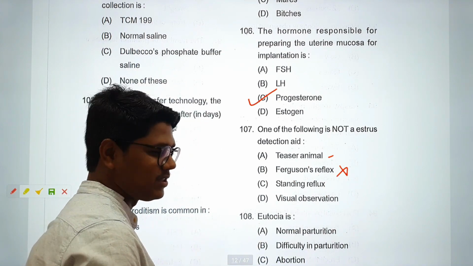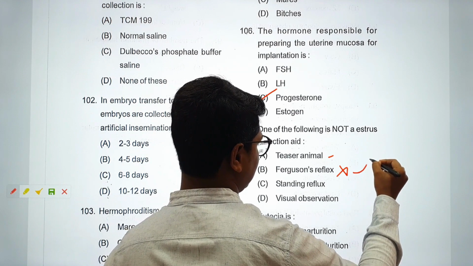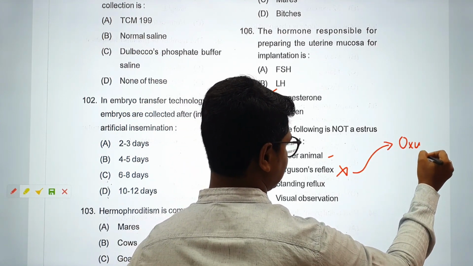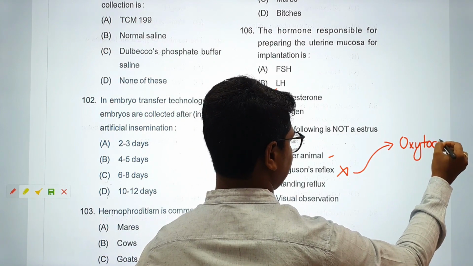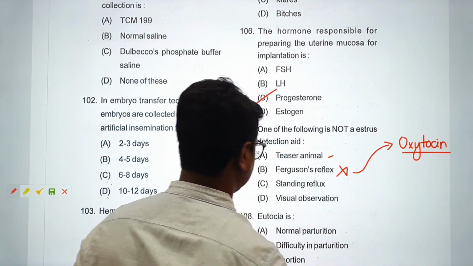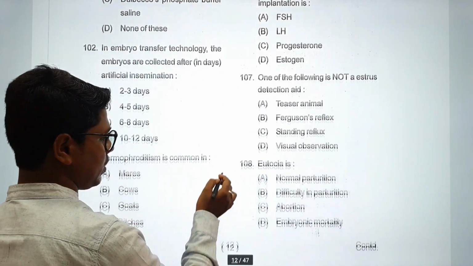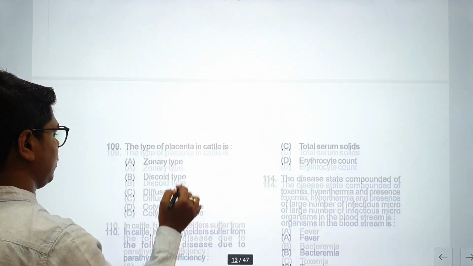I already taught you the stages of maturation in a video. Ferguson reflex is for release of oxytocin, which induces the myometrial contraction. Standing reflex is yes, visual observation. Eutocia is normal parturition. Okay, this is a very common answer, normal parturition.